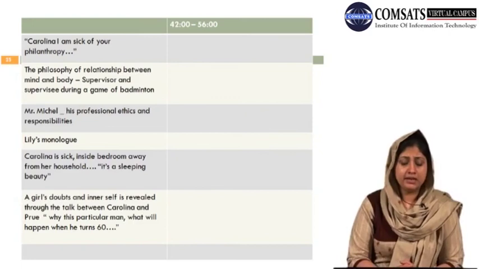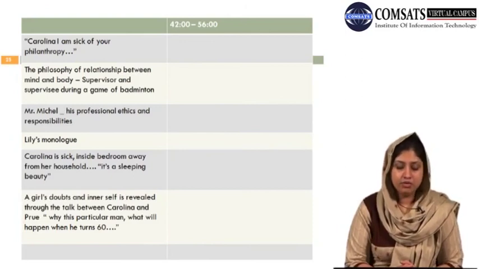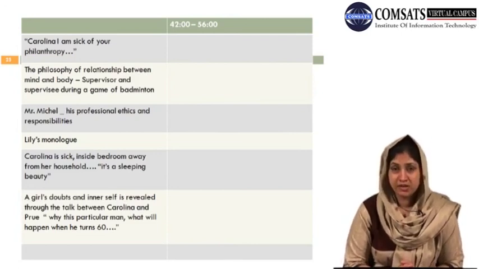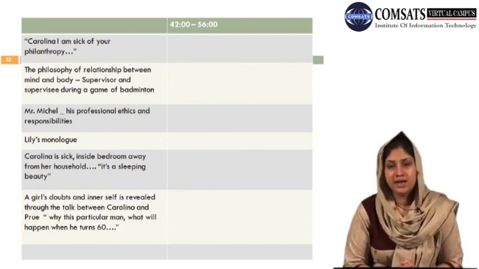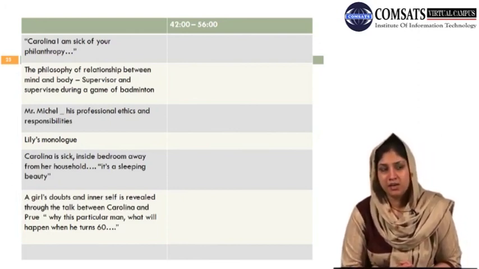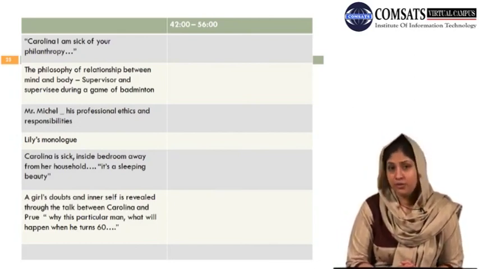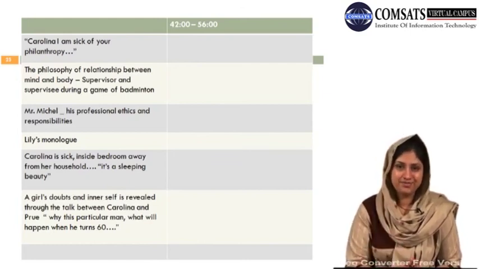And then you will find a girl's doubts and inner self revealed through the talk between Carolina and Prue. Why this particular man? What will happen when he turns 60? So it's not a fear only in Mr. and Mrs. Ramsay. The fear of time being transient is something that you will find in all the characters, although in different shapes. Well, let's have this watch.